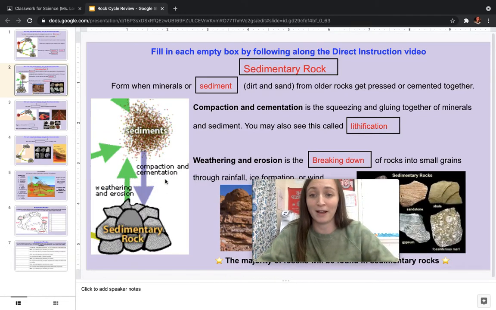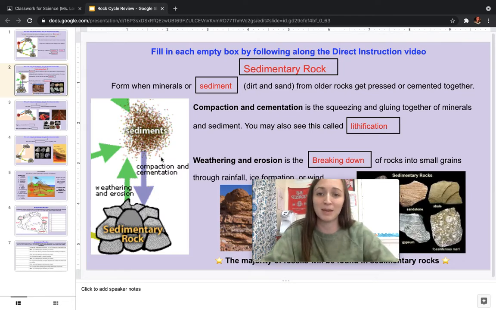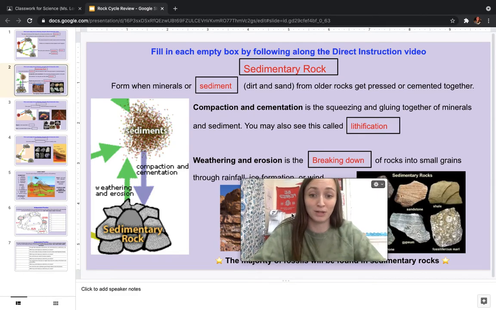So really, you can go back and forth endlessly with this. You can take some sediment, compact it, turn it into a rock, and then the weathering and erosion can break that rock back down into sediment. So you can go back and forth forever with this if you really want to.